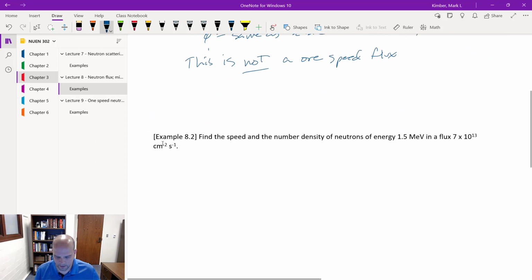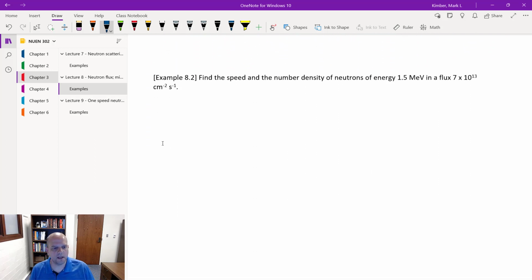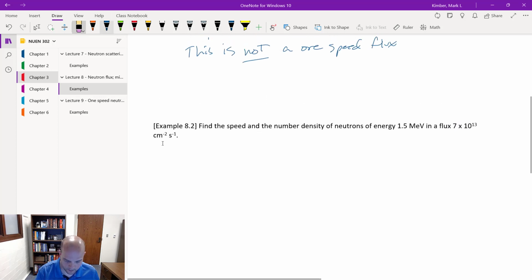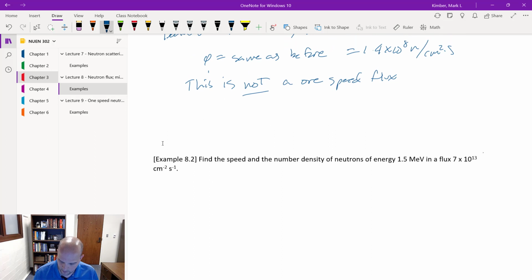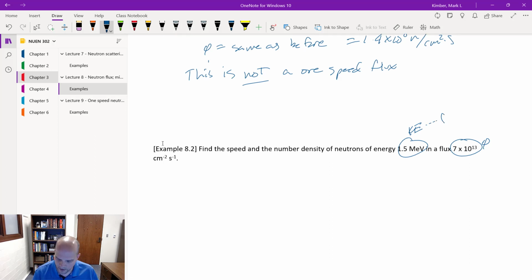Okay, we look at our second example now. We want to find the speed and the number density of neutrons of energy 1.5 MeV in a flux of 7 times 10 to the 13 neutrons per centimeter squared per second. So this will be our phi here. And this here is our kinetic energy. And so with this kinetic energy, we can find the beam speed.